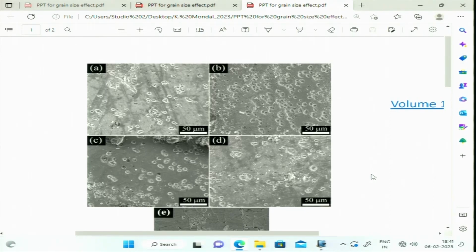So, that means composition is fixed, but the grain size is changed. And how can you change the grain size? We deform the surface, and after deformation we try to do different degrees of annealing, and that annealing led to three different structures, rather 4 different structures.